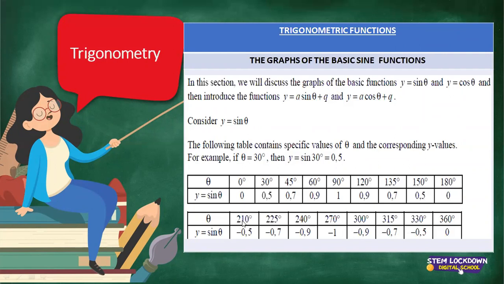And when theta was 210, then it goes negative. Negative what? Negative 0.5. When theta goes to 225, it goes to negative 0.7. Going down more negative, when theta is 240, it goes to negative 0.9. And when theta increases to 270, it's what? Negative 1. And then from 360, it starts to increase again. So it goes up, it comes down, and starts going up again, giving all the sine values.